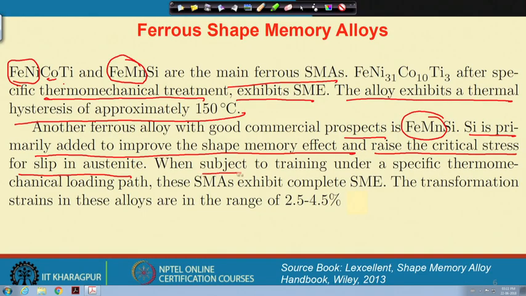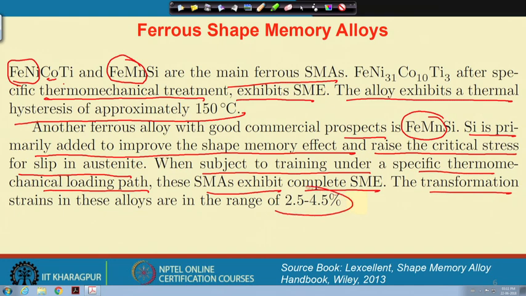And when it is subject to proper training under specific thermomechanical loading path, these shape memory alloys exhibit a complete recovery of the strain. However, the transformational strain is only in the range of 2.5 to 4.5 percent. So, they are not so high that a large amount of strain can be given in the martensite state, so that you can recover a large amount of strain. So, that is not possible, and that is not the nature of the shape memory alloys in ferrous alloy systems.